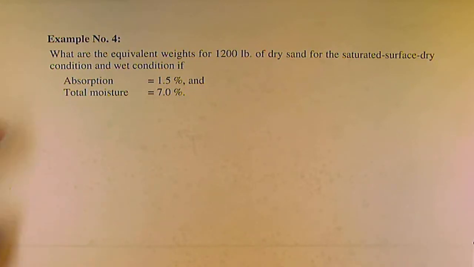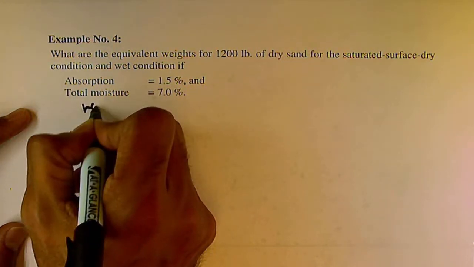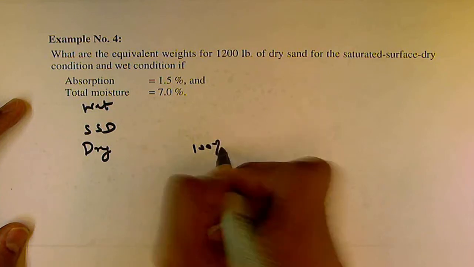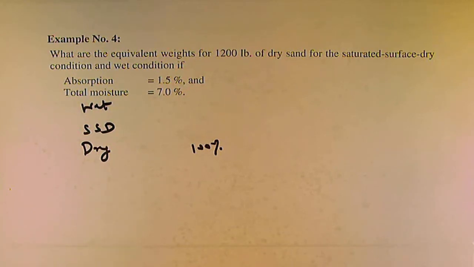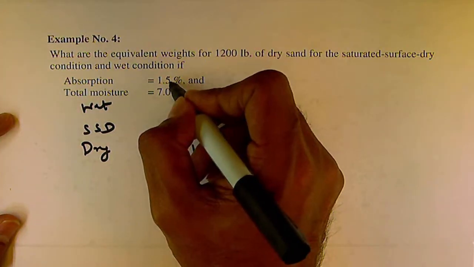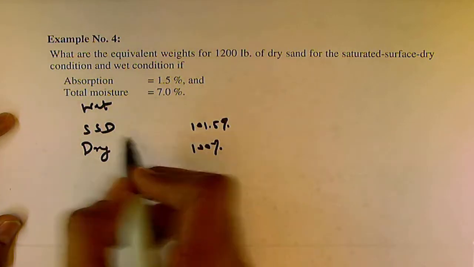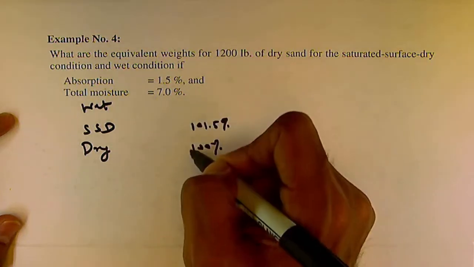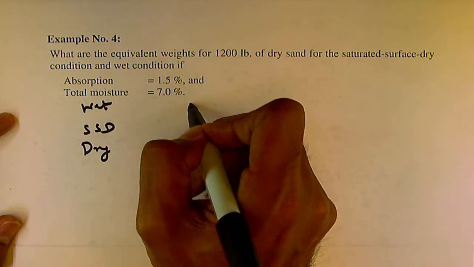The way to imagine this is to look at something like this. Say you have dry, SSD, and wet. In the dry condition, the aggregate is always 100%. Just imagine that. SSD is nothing but the weight of the aggregate plus the absorbed water, right? So if dry weight is 100%, SSD is going to be 100 plus 1.5%, so it will be 101.5%. And the wet weight in this problem will be 100 plus 7%, because 7% is the total moisture. Remember, when you go from dry to wet, you use total moisture. So it's 100% plus 7%, so it'll be 107%.